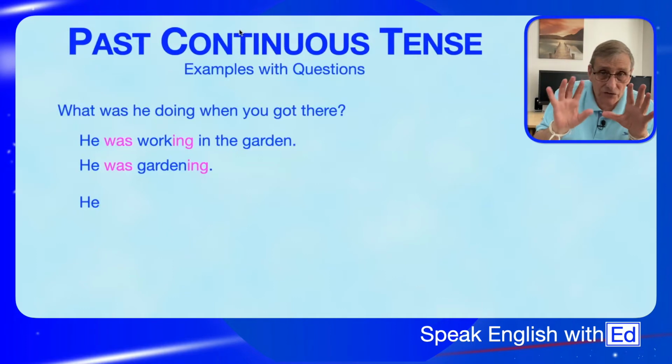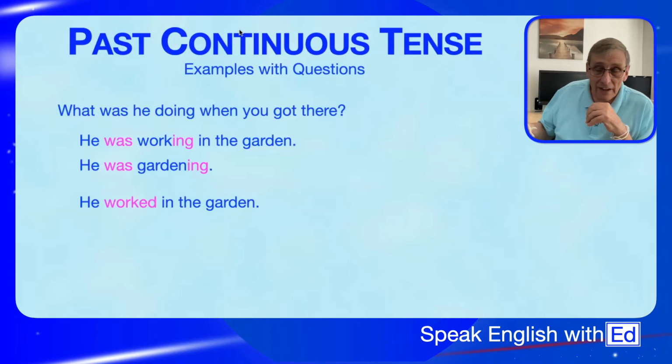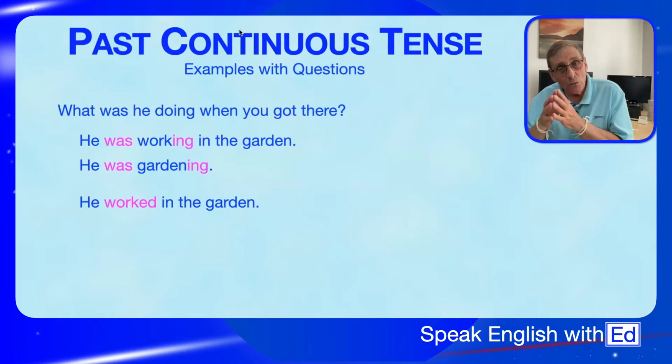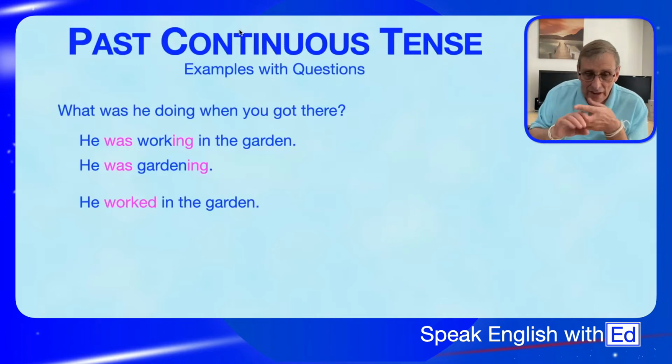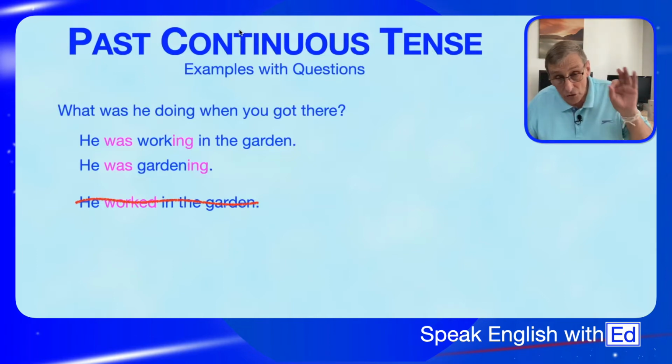What you cannot say is he worked in the garden. What was he doing? He worked in the garden. You cannot say that. So if you're going for a B1 test or anything like that, then if somebody says, what was he doing? You say, he was working. You do not say, he worked in the garden. It is not correct English. It will show that you don't understand.